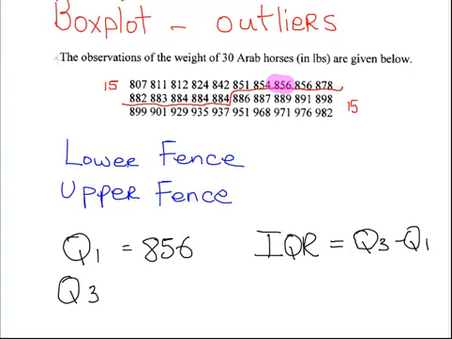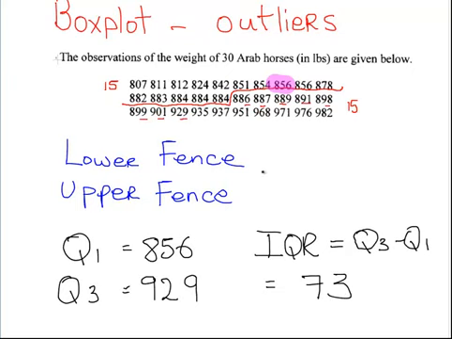Likewise, the Q3 is the median of the upper half, and that is the 8th item of the upper half. So 1, 2, 3, 4, 5, 6, 7, 8. So it's 929. Now there's various different ways of calculating the Q1 and Q3. I'll just go for the simplest one there. Now the interquartile range is Q3 minus Q1, and that is 929 minus 856. Just working that out very simply, it is 73.